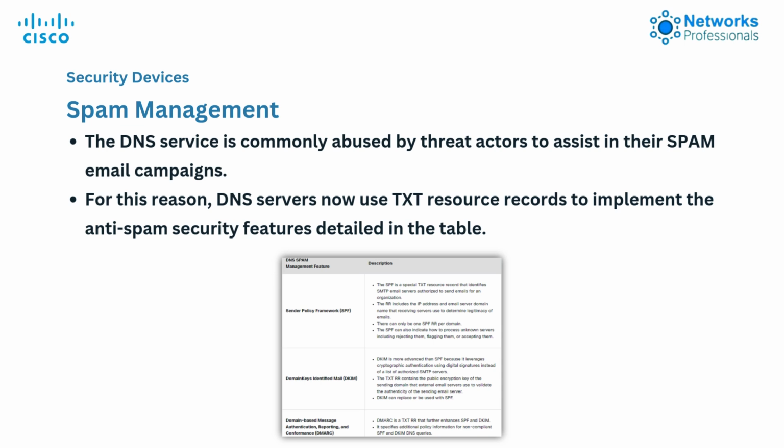DNS is used to resolve domain names into IP addresses. However, spammers often manipulate the DNS infrastructure to route malicious or unsolicited email traffic. By using DNS servers, spammers can hide their true identity and bypass traditional email filters, making it harder to block their spam emails.